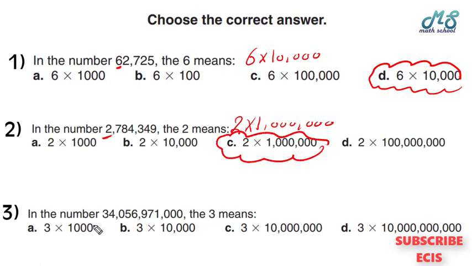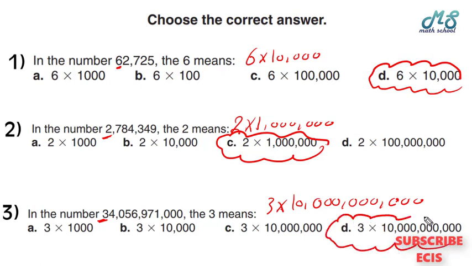Number 3, in the number 34,056,971,000. 3 means what? 3 in billions period, but in ones or tens? Yes, in tens billion. So its value is equal to 3 times 10 billion. How can we write 10 billion? Just write 10. What about billions? Billions means 9 zeros. So we have 3 groups of zeros. 1, 2, 3, 1, 2, 3, 1, 2, 3. So the correct answer is 3 times 10 billion. Where is 3 times 10 billion? A, B, C, or D? The correct answer is D.